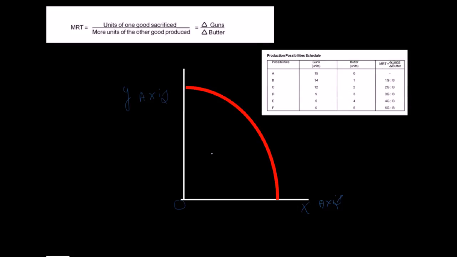Then let us take a moment to plot it. How are you going to plot it? You are going to take the x-axis and y-axis. You are going to make your curve on the basis of the combinations of the possibilities that you have studied. On the x-axis, what good are you going to plot? You're going to plot the good that you are gaining. So in our example, we were gaining butter. So butter is to be plotted along the x-axis, and along the y-axis you need to plot the good that you are sacrificing. And what are you sacrificing here? You're sacrificing guns. So guns are declining, whereas butter is increasing.